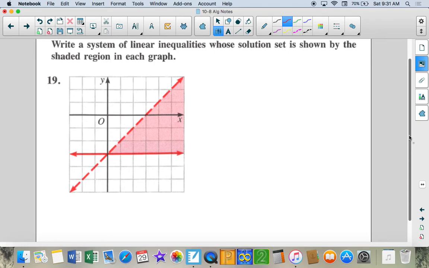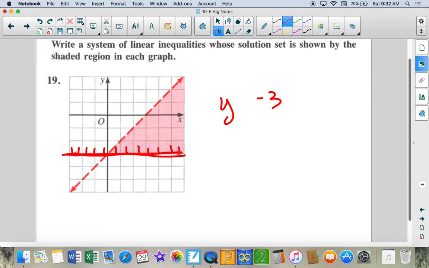So I'm going to do this line first, this horizontal line. I know that it crosses the y-axis at -3. So I know that it's going to be something like this. It's a horizontal line. It has one variable. It crosses the y-axis at -3. And now I know it's shaded up.